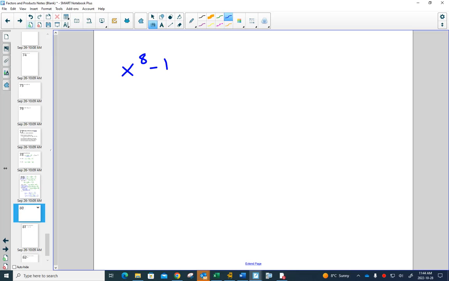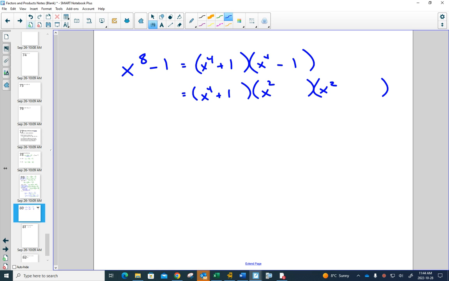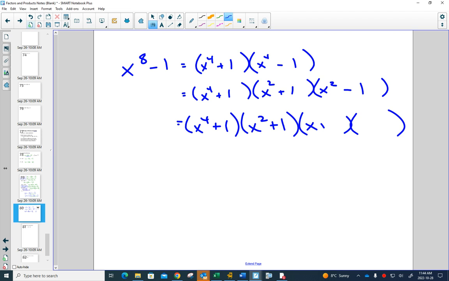Why is this a little crazy? Because there's a lot of stuff. This would be x to the 4 plus 1, minus 1. Then x to the 4 plus 1, this one's done, but this one, x squared minus 1, x squared plus 1. And then x plus 1, x minus 1. So the answer is x to the 4 plus 1, x plus 1, x minus 1, x plus 1, x minus 1. Done.